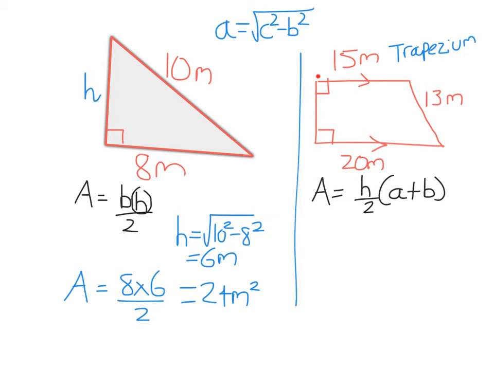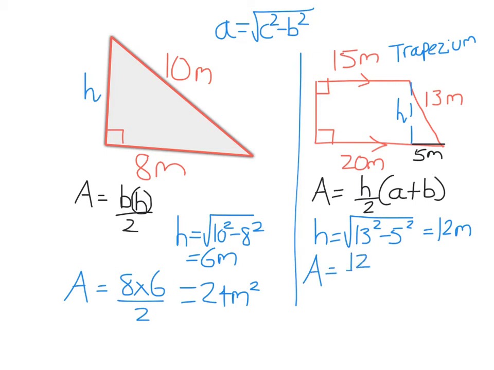Here, I don't actually know the perpendicular height. I need to use Pythagoras again, so I'm going to call this h. If it's 20 along here and 15 along here, then it must be 5 along here. So h will be the square root, using Pythagoras, of 13 squared minus 5 squared, which gives me 12 meters. That means the area will be perpendicular height over 2 times the sum of the two parallel sides. So it's 35 times 6, 210 meters squared.